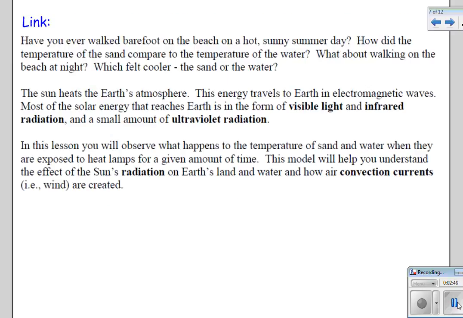Link. Have you ever walked barefoot on the beach on a hot, sunny summer day? How did the temperature of the sand compare to the temperature of the water? What about walking on the beach at night? Which felt cooler, the sand or the water?